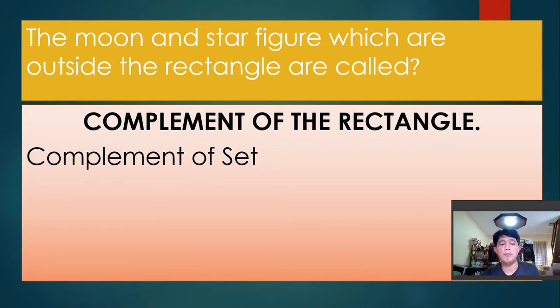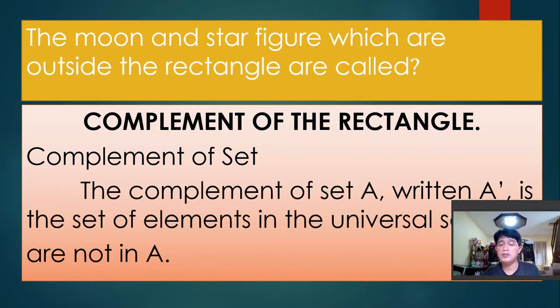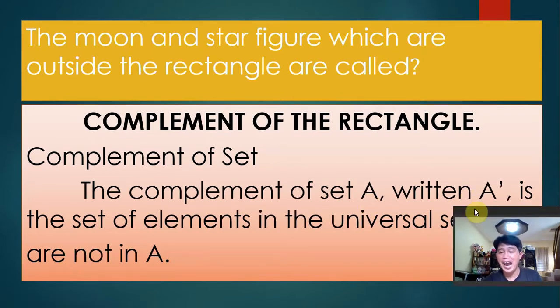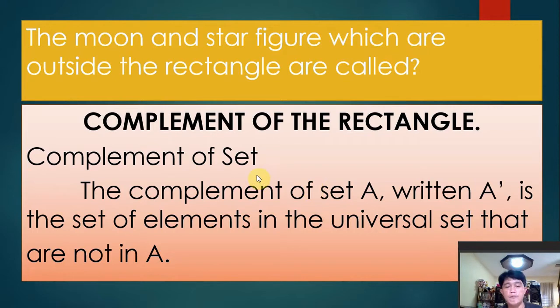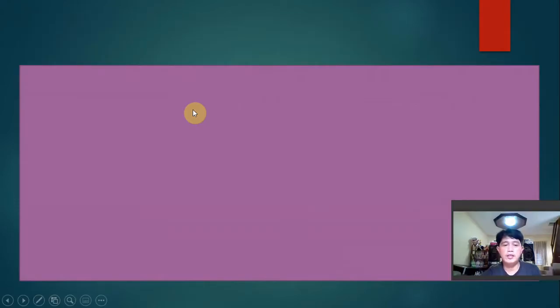Now, what is the definition of the complement of a set? The complement of set A, written A prime, is the set of elements in the universal set that are not in A. Another way of saying it, all those objects which are outside the quadrilateral a while ago are the complement of the rectangle. Okay, I will give you more examples about this. Don't you worry because this is very easy. To let you understand further about the complement of a set, you have to know the basics of it.